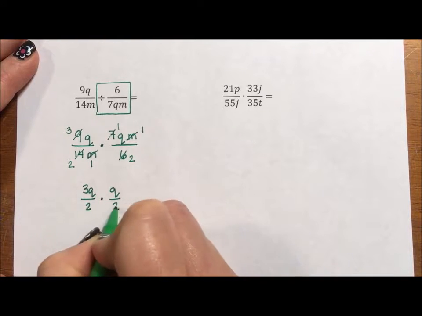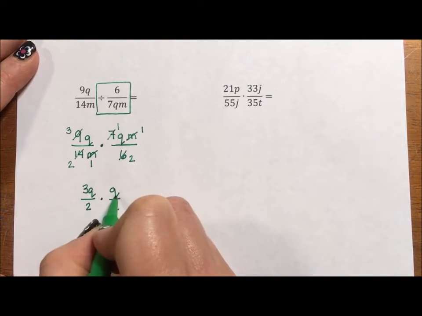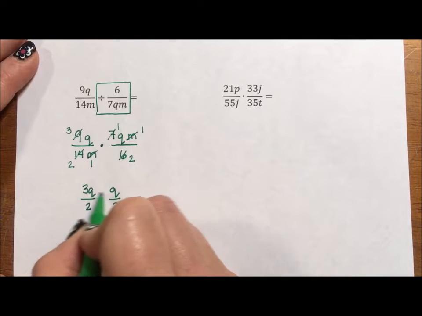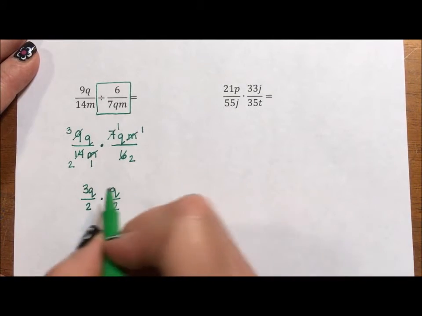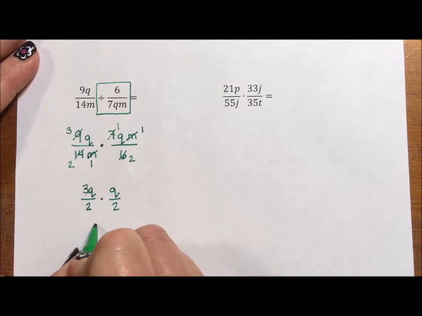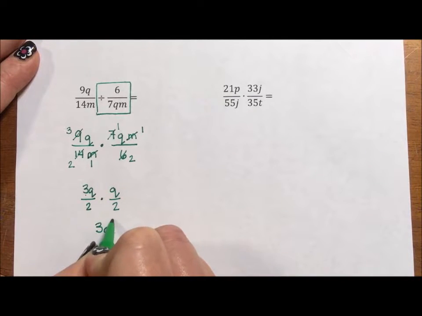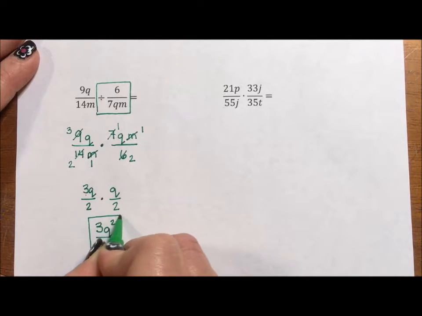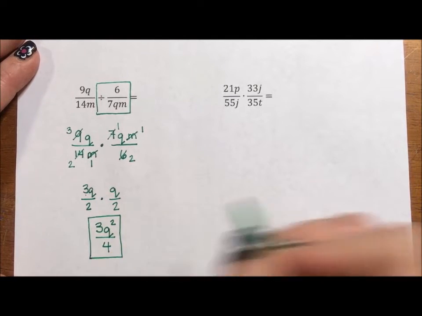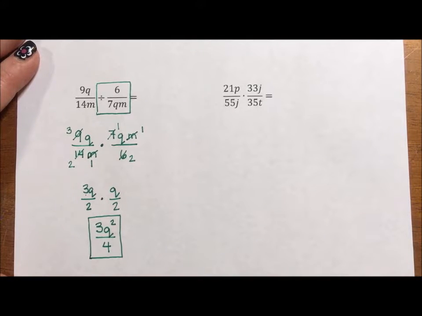Now, I sometimes have students who want to cancel across, reduce across. It doesn't work that way. They're on the same team. We're multiplying. Multiplying means multiplying, not dividing. 3 times q is 3q squared, and 2 times 2 is 4. And I have my final answer, which is a reduced fraction.